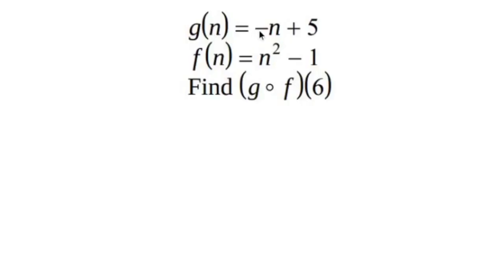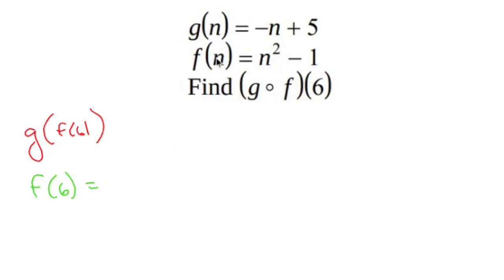G of n equals negative n plus 5. F of n equals n squared minus 1. Find g of f of n. This is called a composite function. So even though it looks like this, I'm going to rewrite it so that it looks like this. G of f of 6. What I'm going to do first is just find out what f of 6 is.